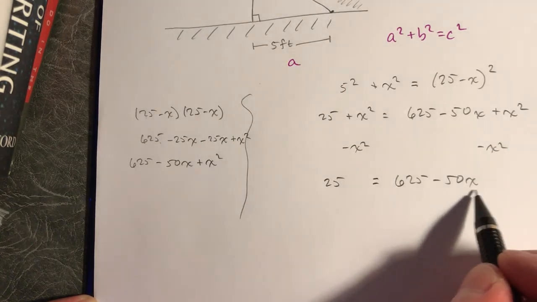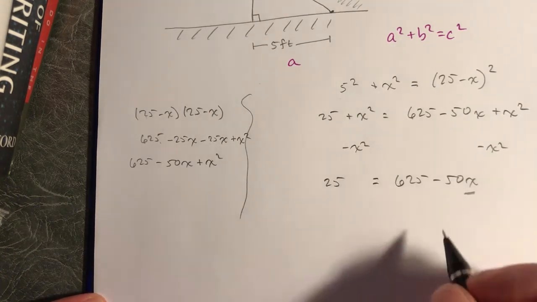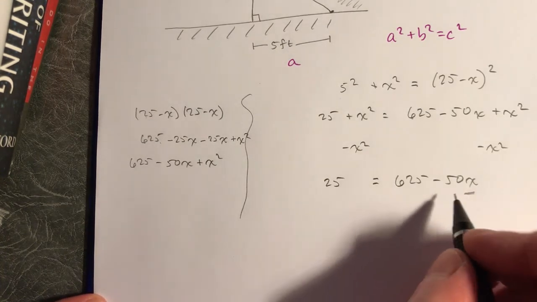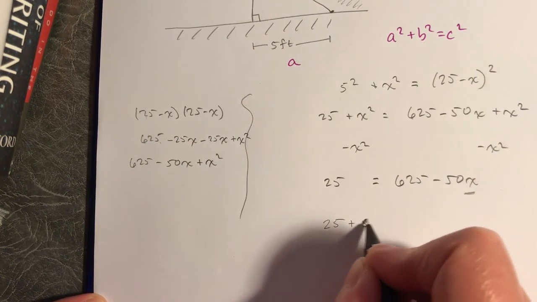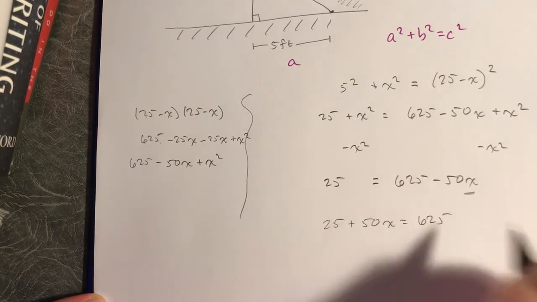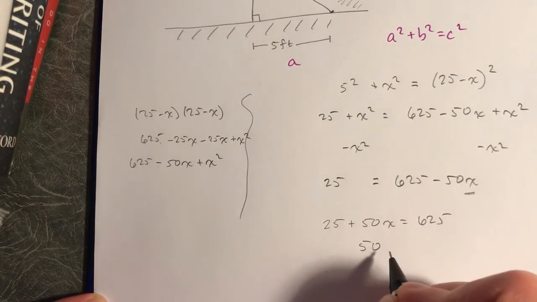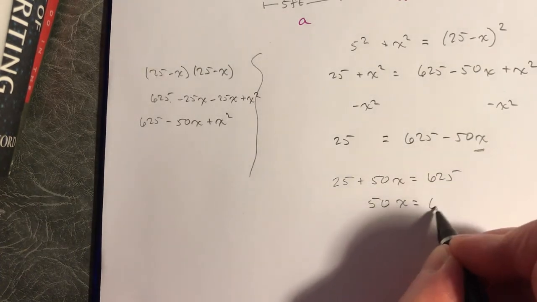Okay, so I have x happening in one place. And I think what I might do, many roads lead to Rome. There's no one way to solve this. There's a few options here, but I'm going to add 50x to both sides just to not have to deal with that subtraction. So I'm going to say 25 plus 50x equals 625. Then I'm going to subtract 25 from both sides. That's going to give me 50x equals 600.